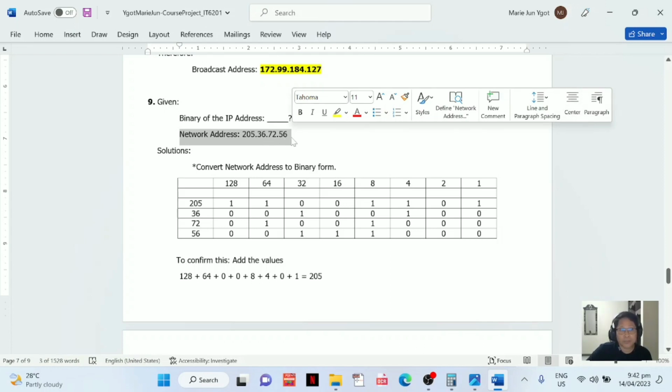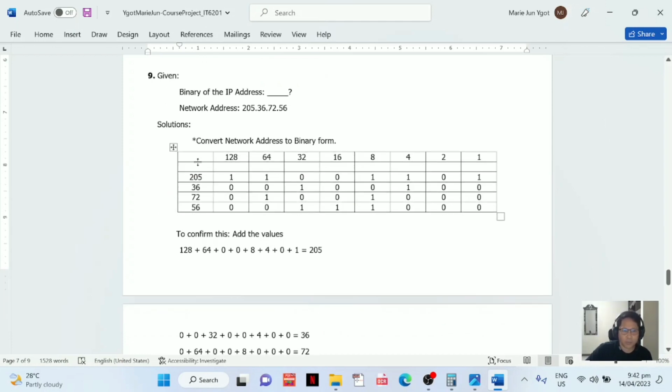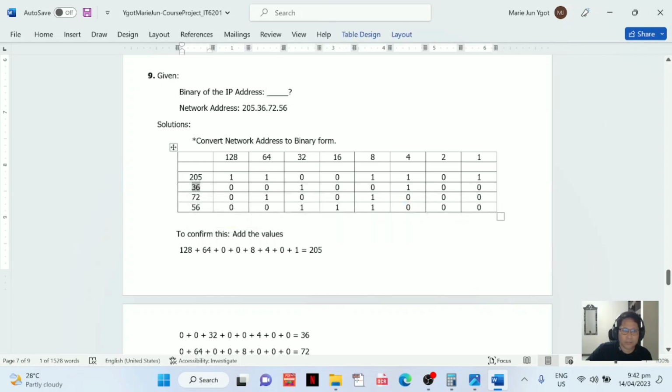Now we're going to convert this one into a binary form since this is a decimal form. First we're going to convert the network address to binary form. Let's do this one by one. Again, by using our table here, we put down the 205 on our first octet here. Again, 36 on the second octet here. Then we have 72 here. And the last octet is 56. So we have 56 here.